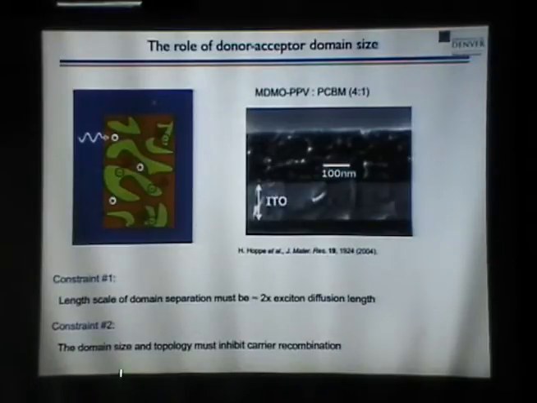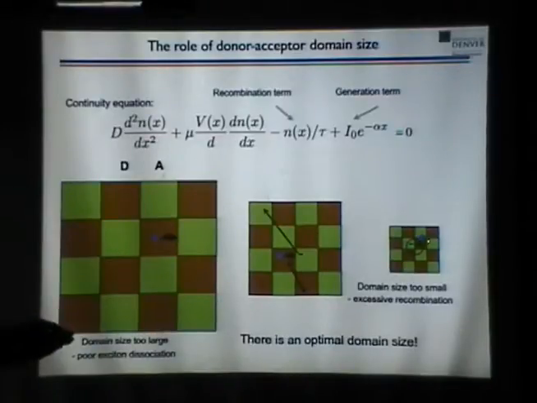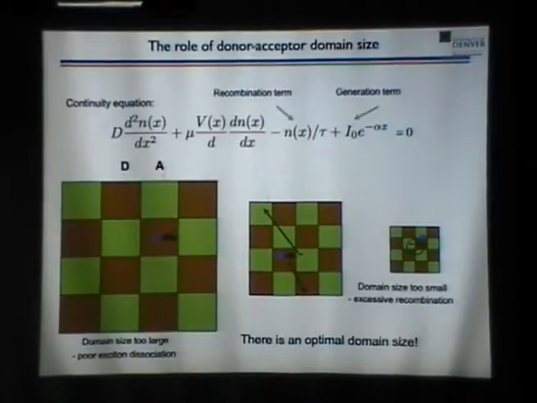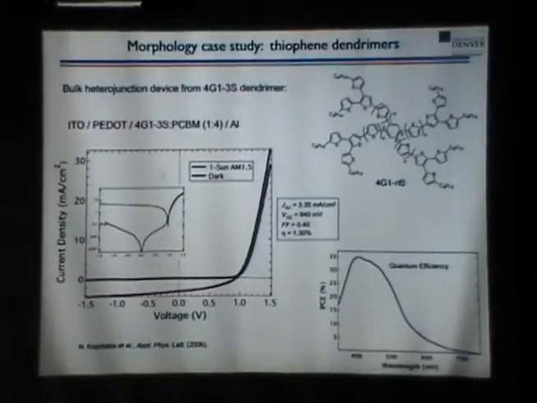So these are competing constraints. One likes a big domain, one wants a small domain. And we can just see a cartoon picture of that. If the domain is too big, the exciton will not make it to the interface, so it will not dissociate. If it's too small, we get lots of charges, but then the charges can't get away from each other. So we want something that's just about optimal for the domain size. Okay, so we can study this.